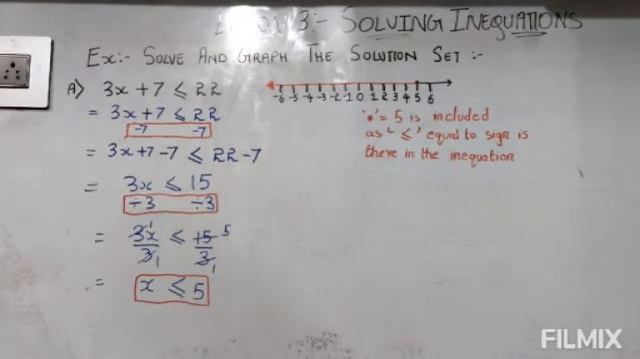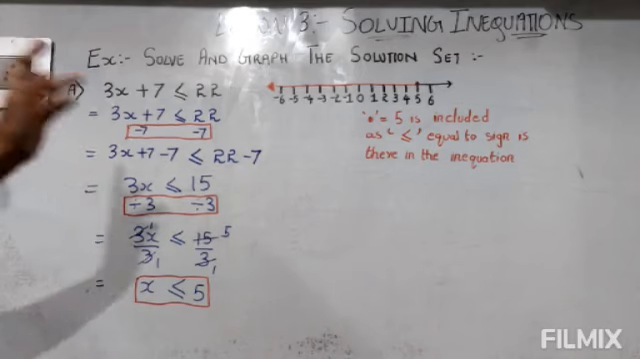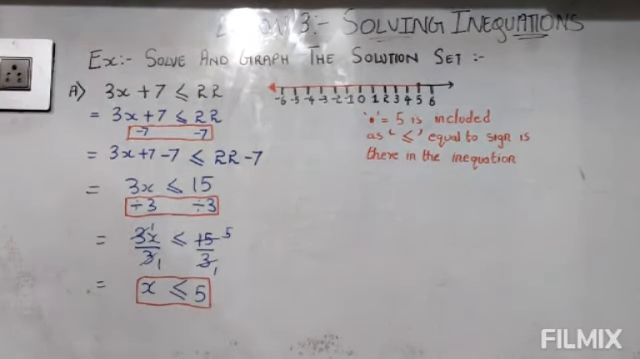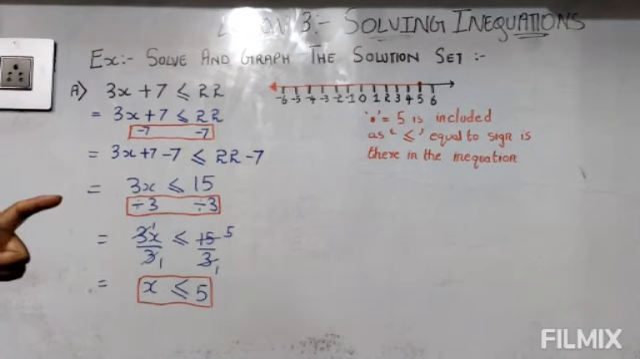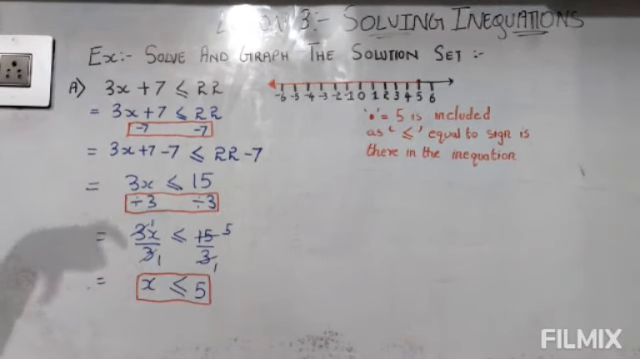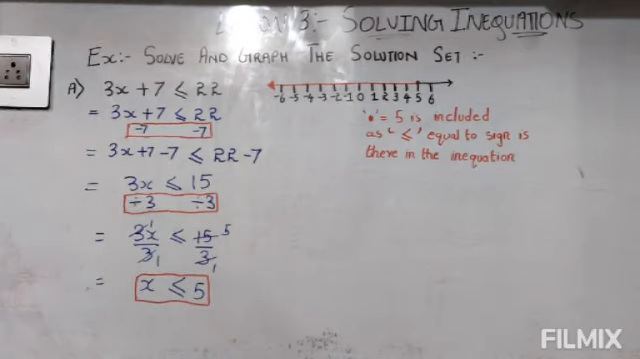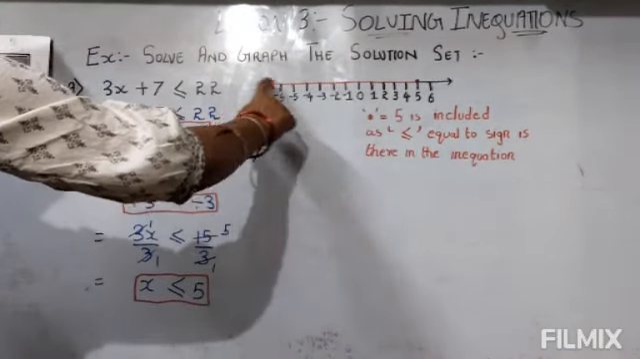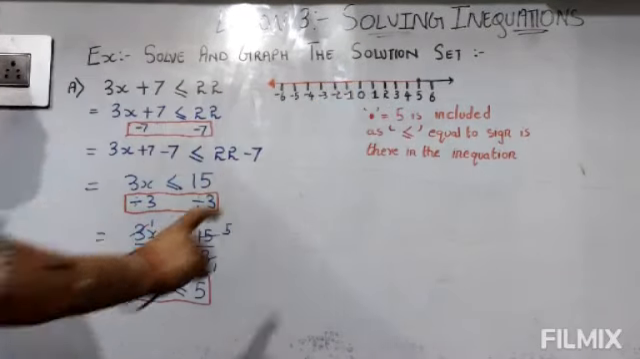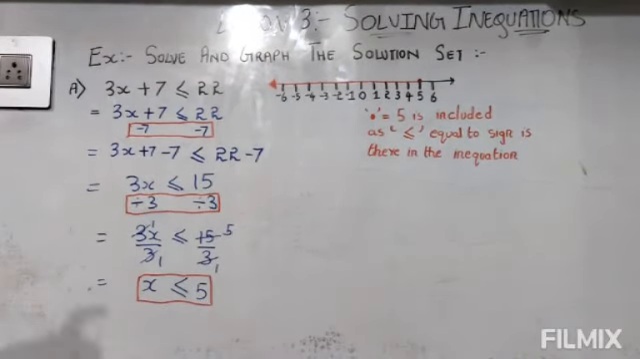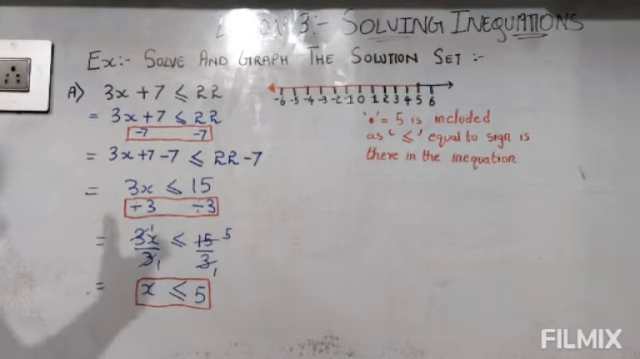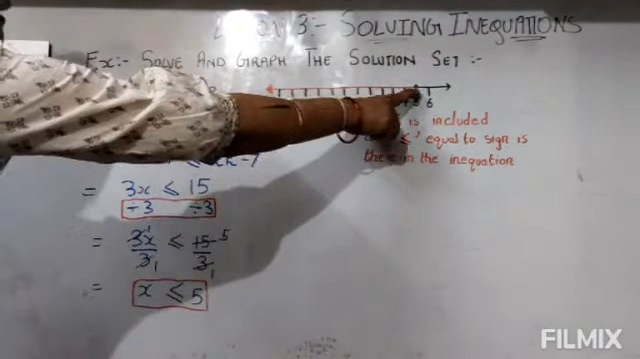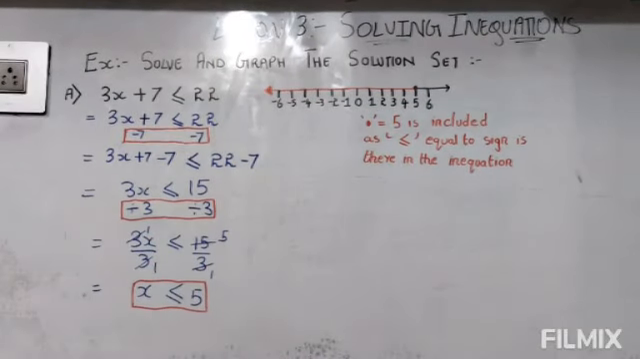Now, you should show that on the number line. Look at the number line now. According to this, because the lesser than or equal to sign is there, you have to do this. The arrow mark should be like this and this darkened dot should be there. If only the lesser than or greater than sign is there, you should use the hollow circle here.